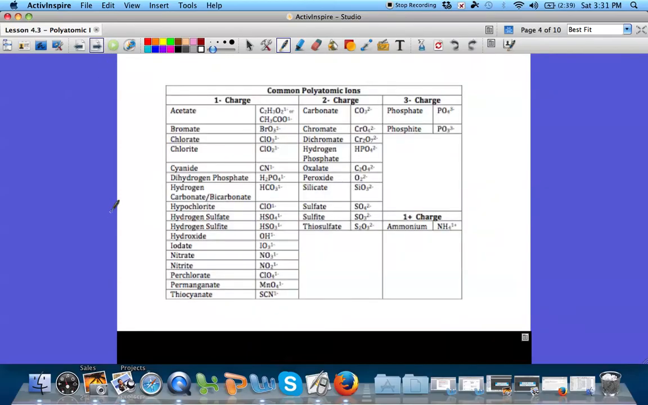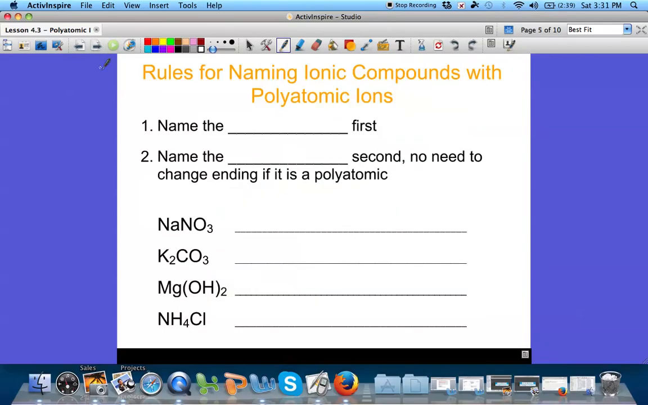On the back of your periodic table in the lower left-hand corner, you have this common polyatomic ions list. You will be able to use this on quizzes and tests. And this has the name of the ion, the formula, and the charge. They're grouped by the 1-, 2-, 3- groups, and then our 1+ common polyatomic ion. This will become your friend throughout this unit.